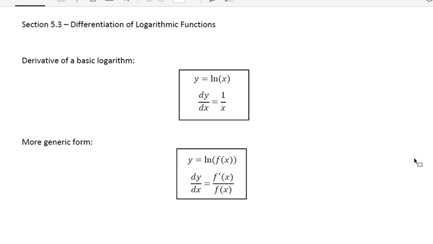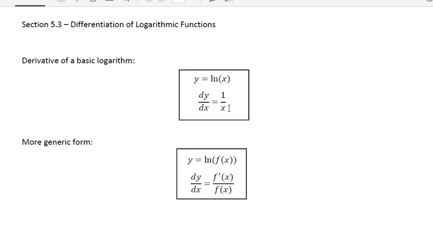Hello everyone. This is a short video for section 5.3, differentiation of logarithmic functions. If you have a basic logarithm, when I say that I mean just the log of x, then the derivative is simply 1 over x. So that's the first rule we need to know.